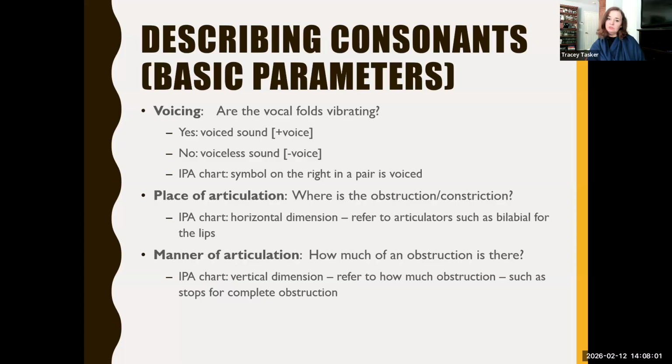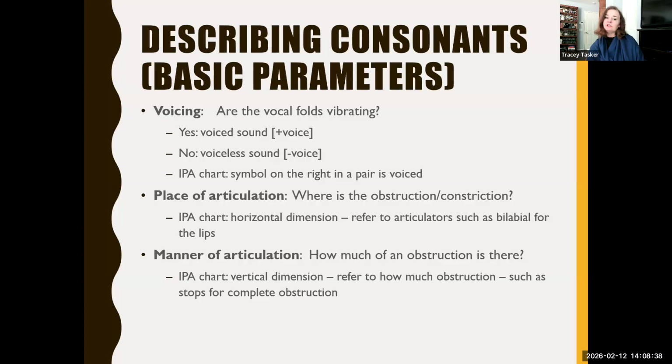One of the parameters we use is whether a sound is voiced or voiceless. If your vocal cords are moving when you produce the sound, it's voiced. If they're not moving, it's considered voiceless. On the international IPA chart, you will see that it's organized voiceless, voiced. So the symbol on the left is voiceless, the symbol on the right is voiced. And in our chart, we put it in separate rows, the one that we're using.